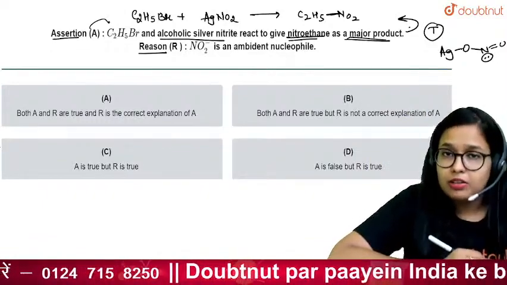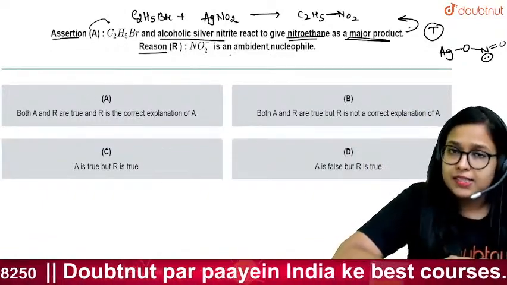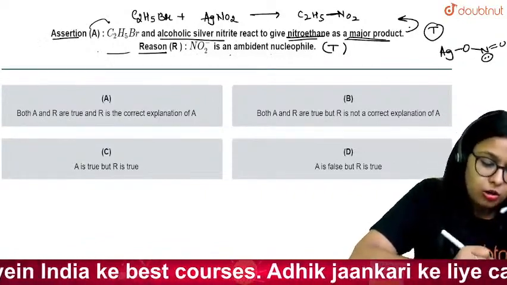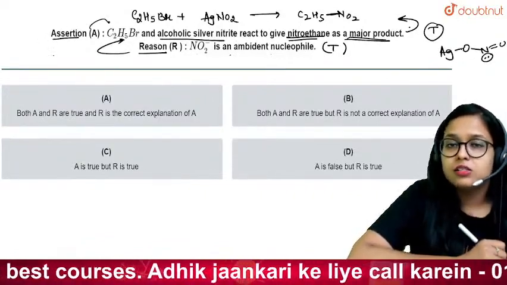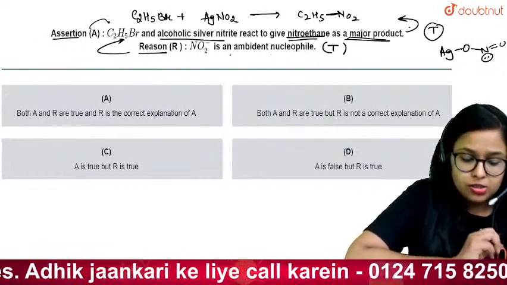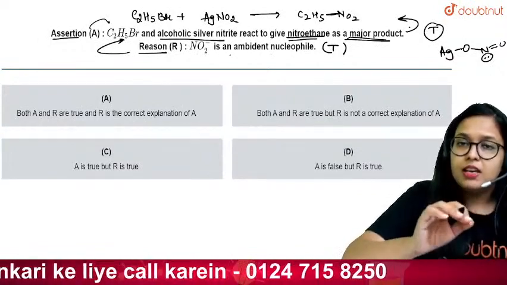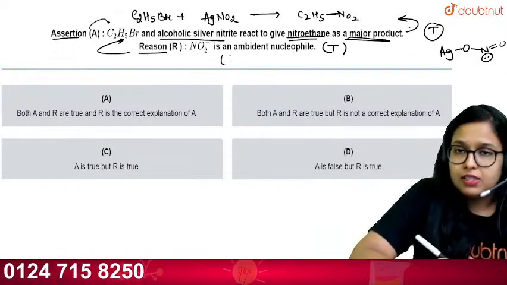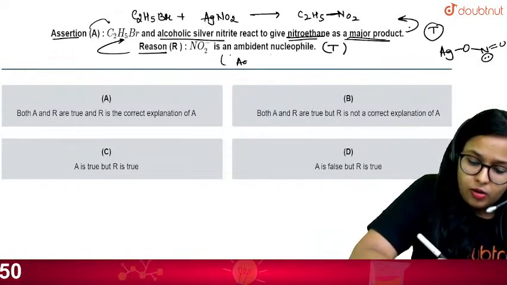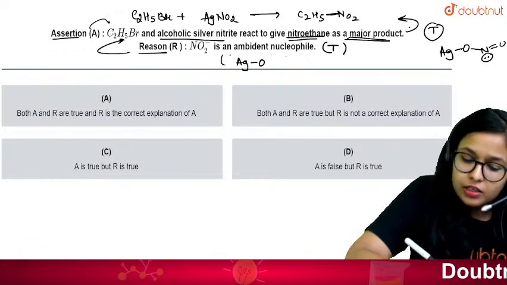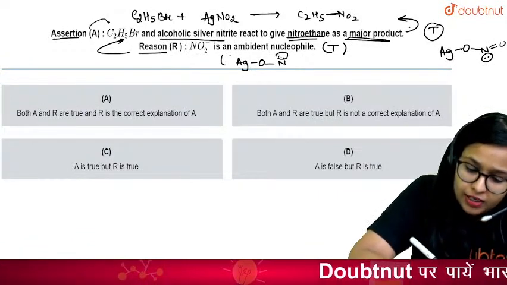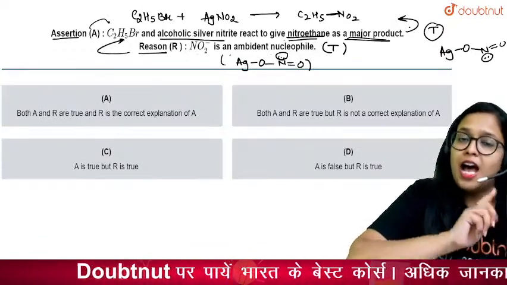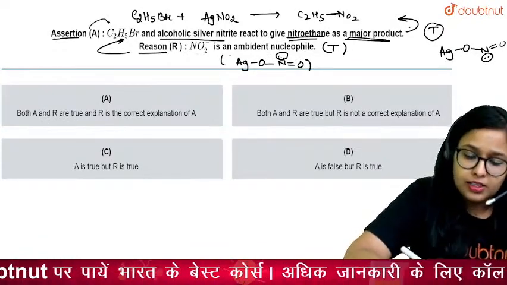If I talk about the reason statement, NO2 minus is an ambident nucleophile. This is also a true statement, but this is not the clear reason for your assertion statement. The correct reason is the silver and oxygen are covalently bonded. It is the nitrogen lone pair that is free, and hence attack takes place through nitrogen and the RNO2 product is formed. RONO is not formed, right, in the case of AgNO2.